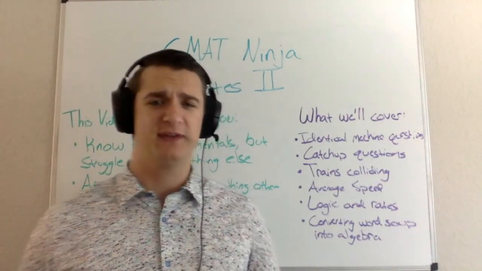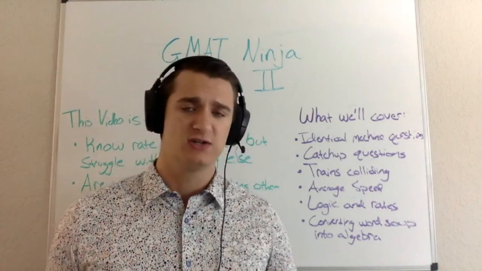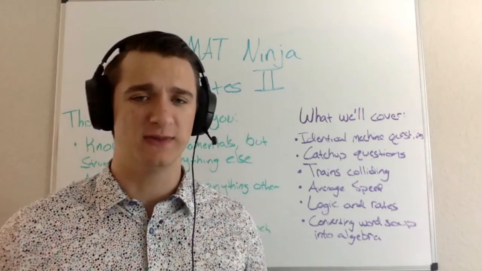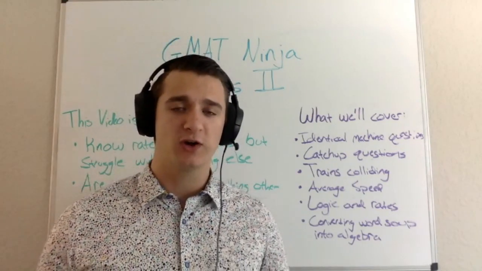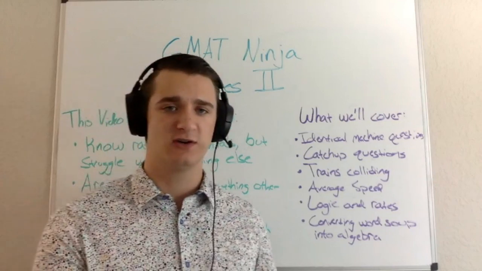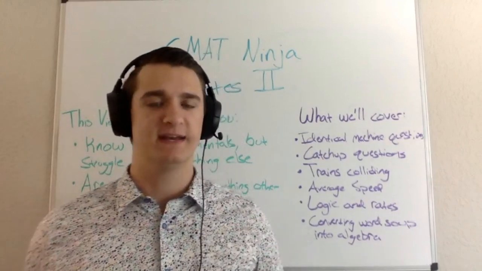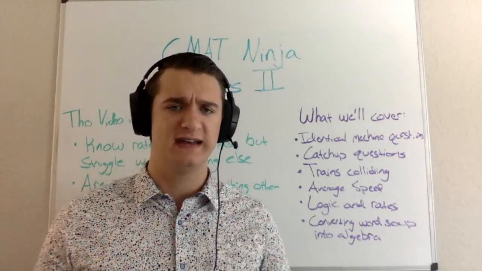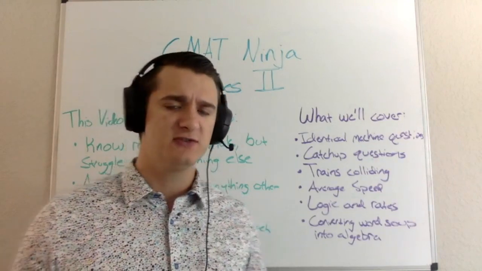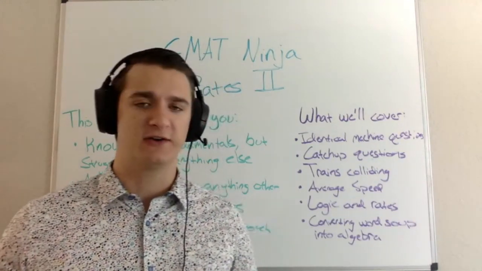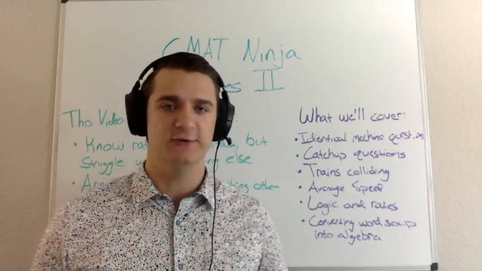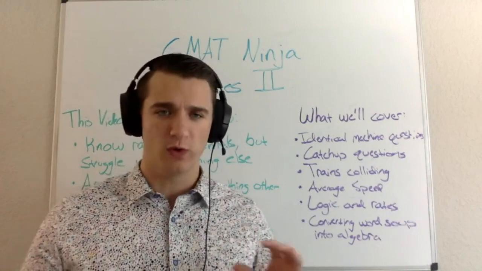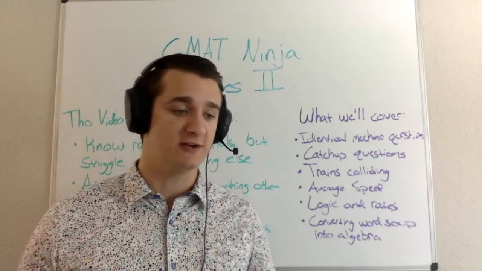Number one, we'll talk about those identical machine questions. We'll go through a question like that, where we'll talk about what to do with identical machines that are working together. We'll talk through the catch-up questions, right? So-and-so started, got so far ahead, and then somebody else comes to try and catch up behind them. We'll talk about the question that you often see about trains colliding. We'll touch on average speed, how to use logic with rates, and then we'll also talk about converting word soup into algebra. So all that will be covered in this video. And again, this word soup is because this is part of the word problems subsection of our quant video series.